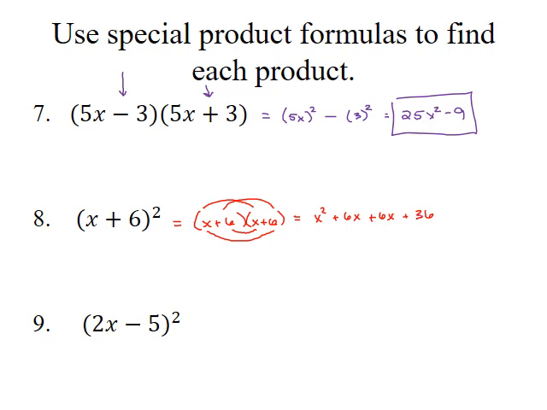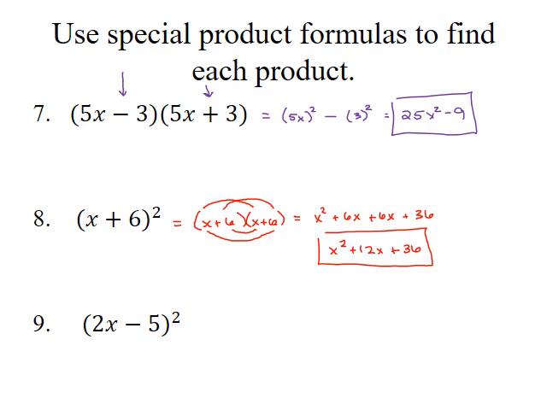And then you can combine those two terms in the middle, which is going to be x squared plus 12x plus 36. That is your final answer. I do the exact same thing when it's subtraction, so no difference.